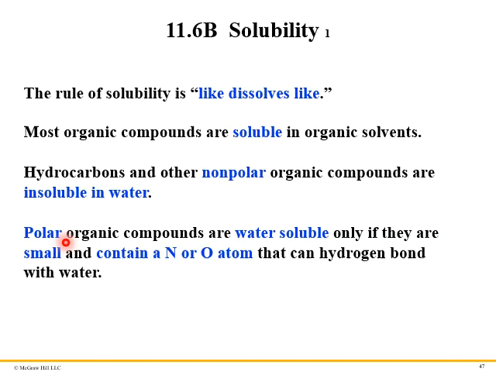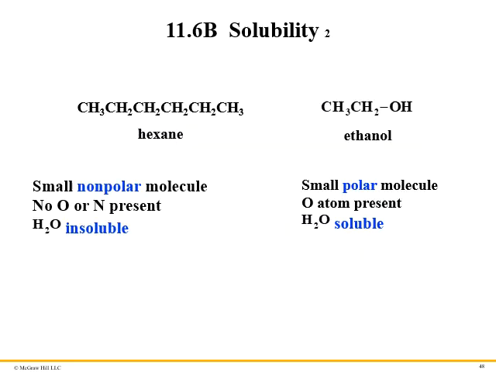Just like it says here, polar organic compounds are water soluble only if they are small and contain nitrogen or oxygen that can hydrogen bond with water. So all of that is super important to take into consideration. If you look at these two molecules here, the one on the left, hexane, is a small, non-polar molecule, which means I will not be able to dissolve it in water. I have to dissolve it in something else. Ethanol, on the other hand, is small. It is highly polar because of that oxygen atom. That means that I can, in fact, dissolve it in water.